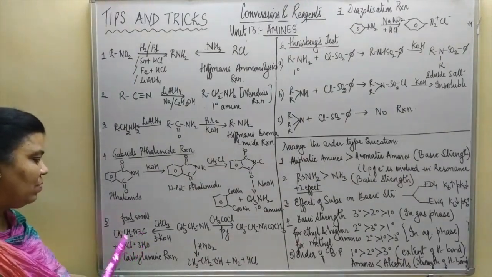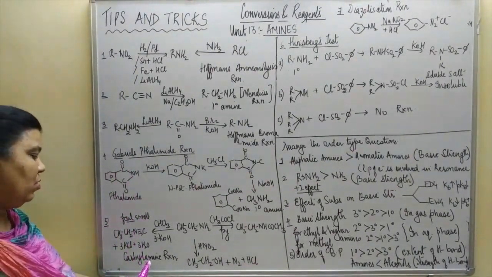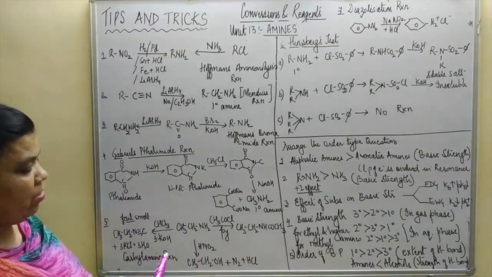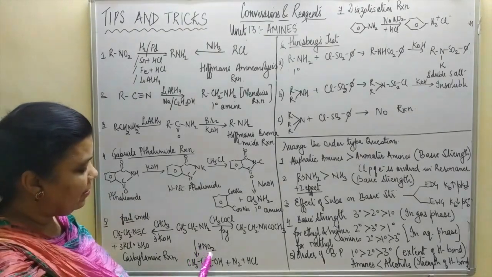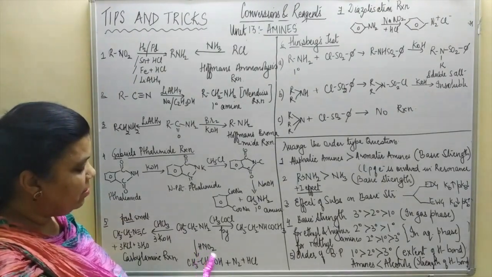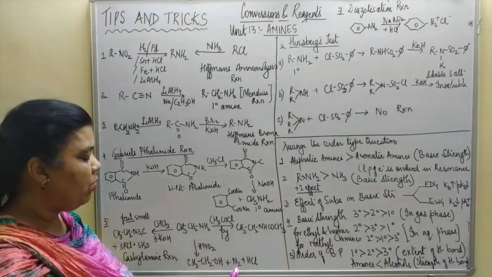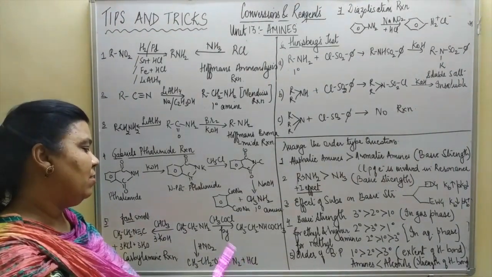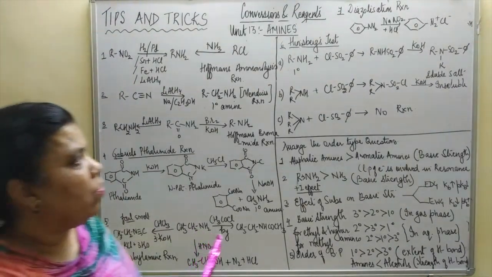We get foul smelling, offensive smelling compounds called carbalamines. So this is carbalamine reaction. Now when you treat 1 degree amine with nitrous acid, you will get the alcohols as the major compounds along with the byproduct N2 plus HCl. So remember, 1 degree amine with nitrous acid will give you alcohols.